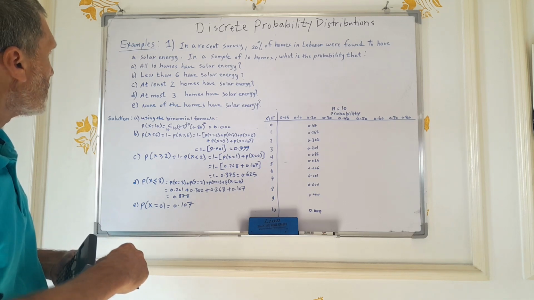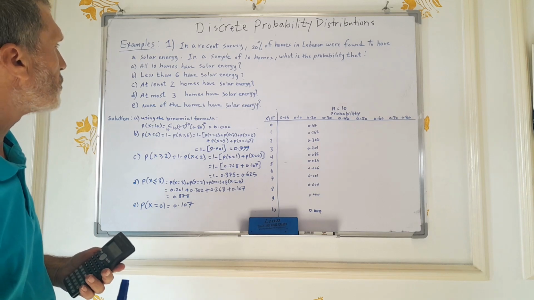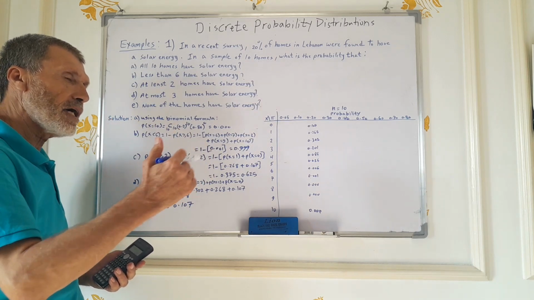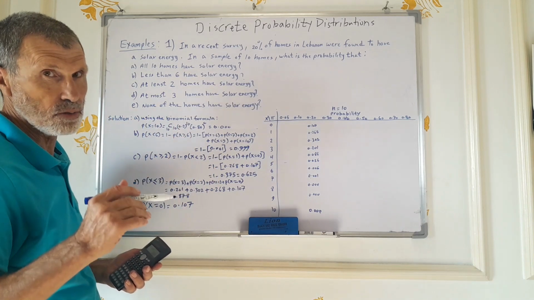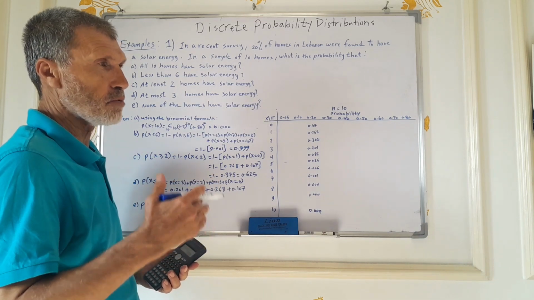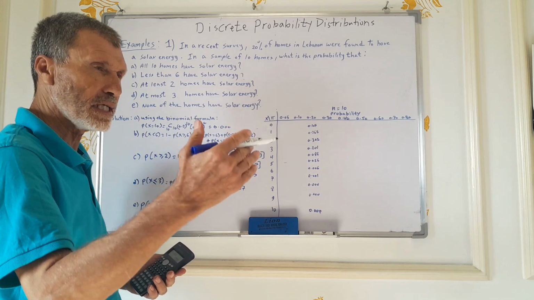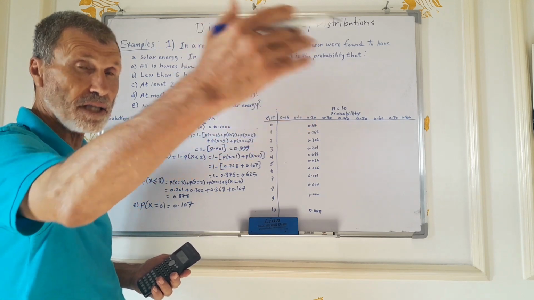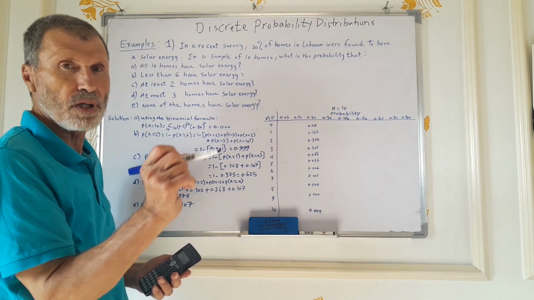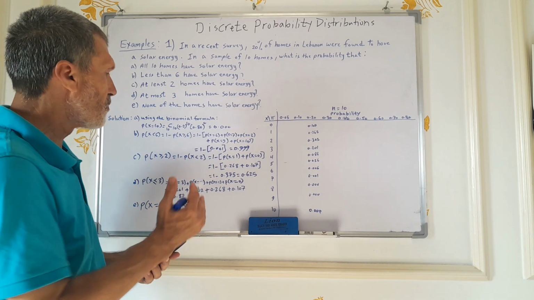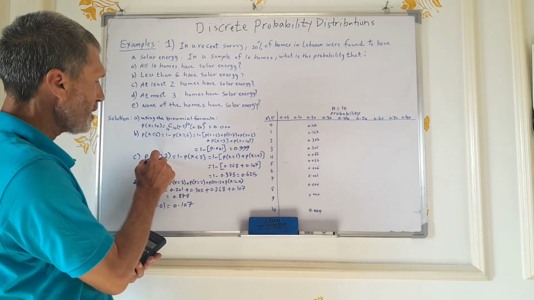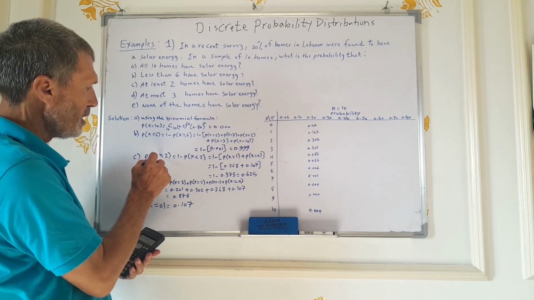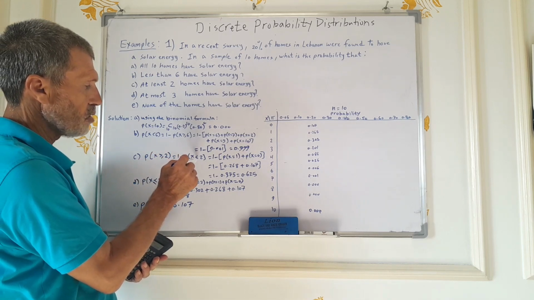Of course, part C says at least 2 homes have solar energy. At least 2 homes, we're talking about probability of x greater than or equal to 2. Here, of course, it's very lengthy to say probability of x equal 2 plus probability of x equals 3 plus probability of x equal 4, 5, 6, 7, 8, 9, 10. So we use here the complement rule to simplify the calculation. So probability of x greater than or equal to 2 is equal to 1 minus probability of x less than 2. Okay? You have an equal sign here, and we get here without the equal sign in the right side.